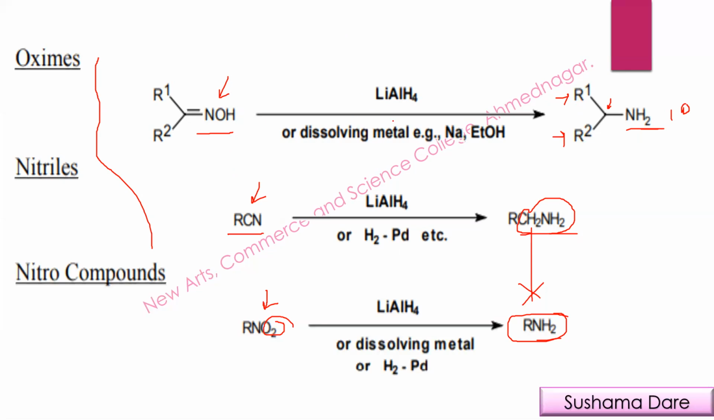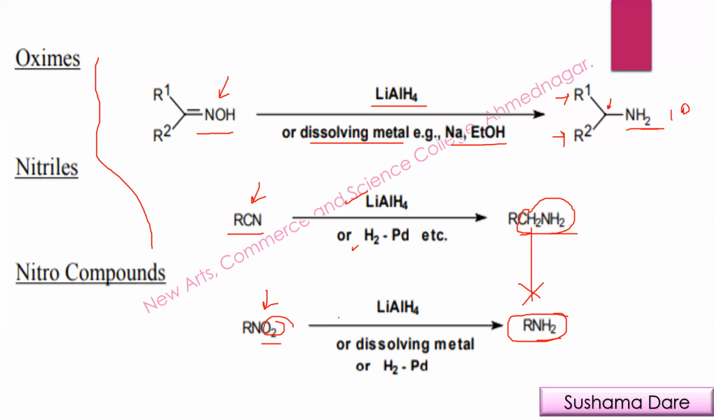Oximes are reduced by lithium. These are the different options for how we can reduce oxime to CHNH2. Lithium aluminum hydride is the first reagent that we can use for the reduction of oxime, or we can go with the dissolving metal, that means sodium in presence of ethanol. If the cyano group is there, that cyano group we can reduce by lithium aluminum hydride, or with H2 palladium. And if there is a NO2 group, then we have all the options open: either lithium aluminum hydride, or sodium in presence of ethanol, or H2 palladium. So these are the options for how we can convert oxime into NH2, cyano into CH2NH2, and NO2 into NH2.